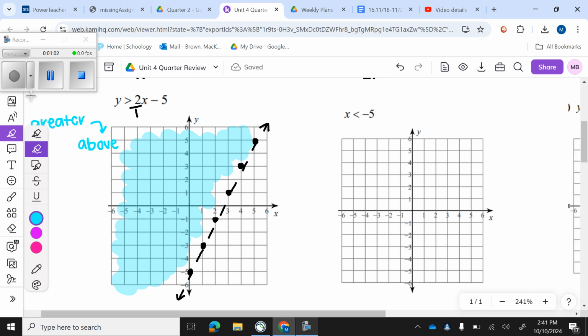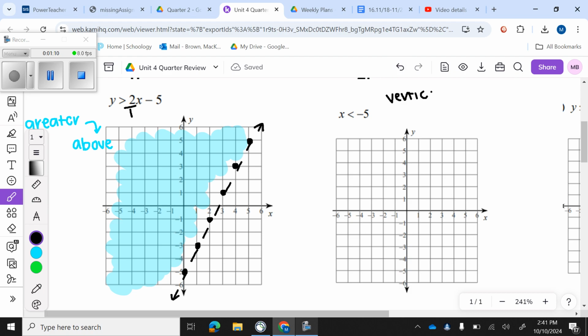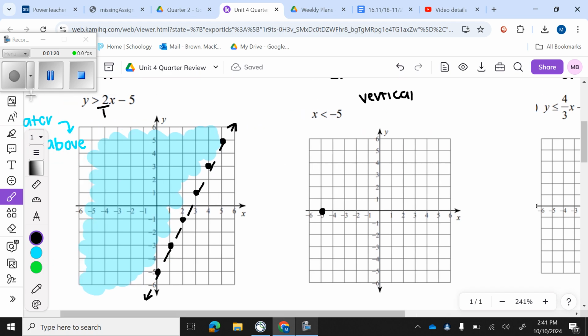All right, number 2, I've got x is less than negative 5. Well, y'all, if it's an x, that means it is a vertical line. So I'm going to go to negative 5 on the x-axis, and I'm going to draw a vertical line. But now I have to decide, is this line going to be solid or is this line going to be dotted?